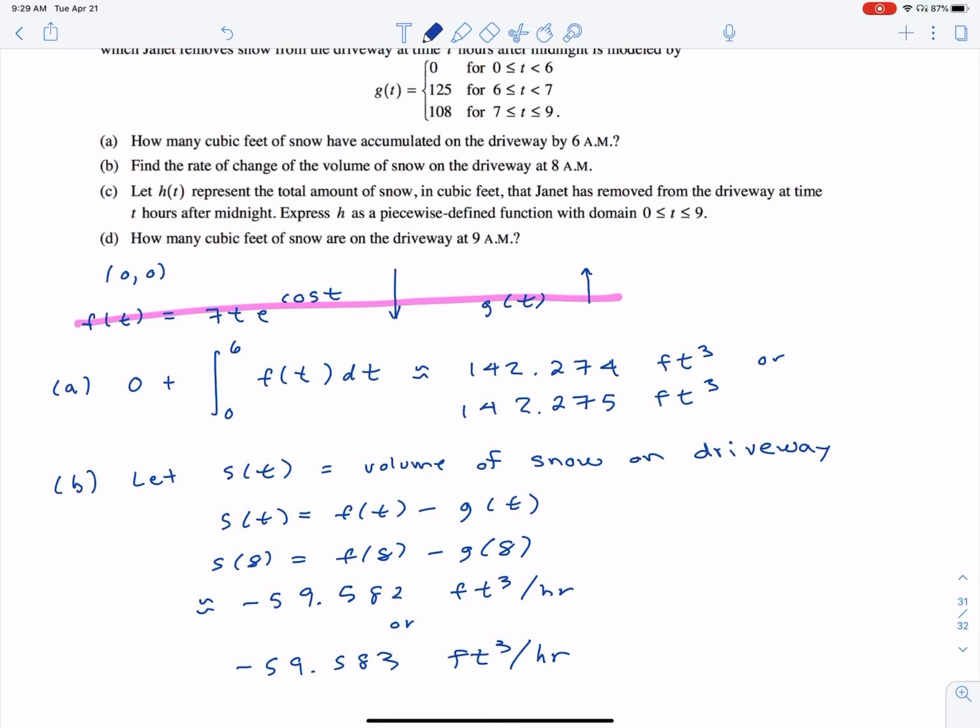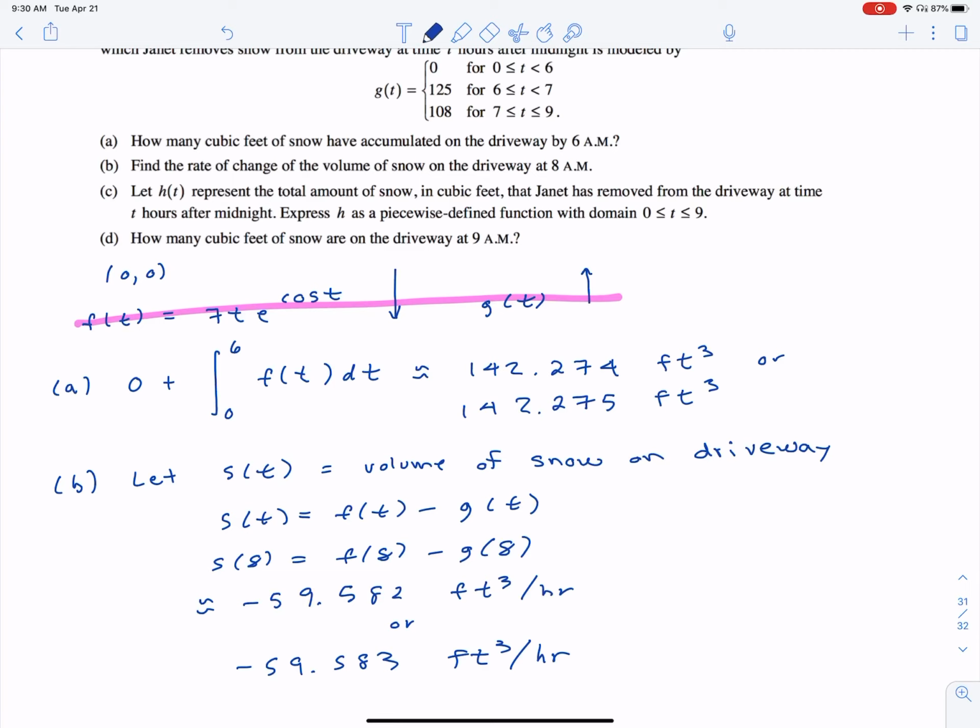So before I leave that one, I just really want to emphasize here, what did we have to do? They gave us two rates of change. F of t represented the rate of change of snow falling on the ground. G of t represented the rate of change of snow leaving, right? Of her removing the snow. If I want to find the rate of change for snow on the driveway at any time, I have to take the first function and subtract the second one, right? Because at like time 7, not only is snow falling on, but snow is being removed, right? So I have to subtract those two.